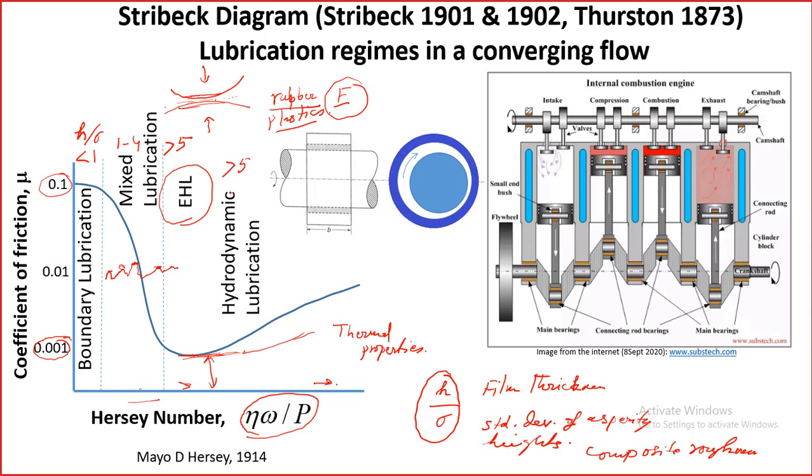So that means you have sufficient film thickness here. Film thickness is at least 5 times the composite roughness. So in that case, the hydrodynamic lubrication works very perfectly.